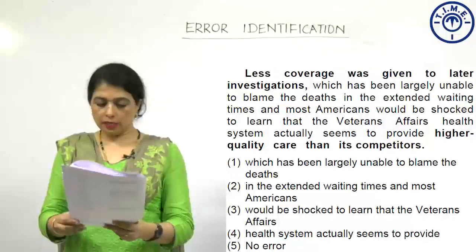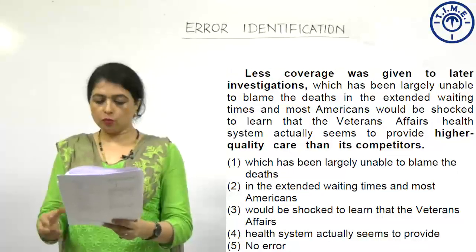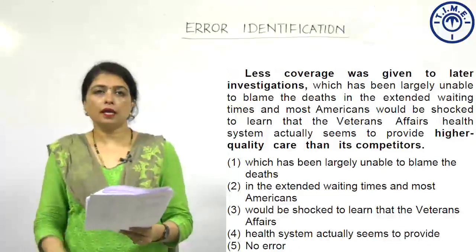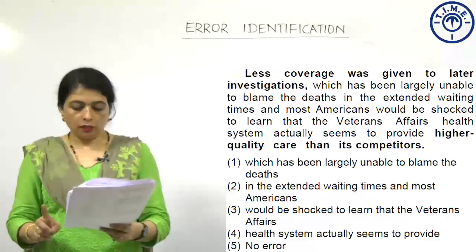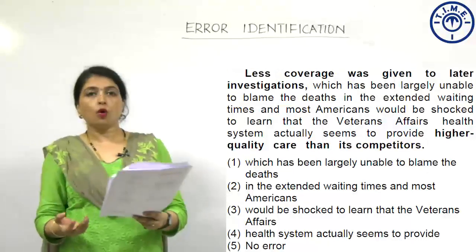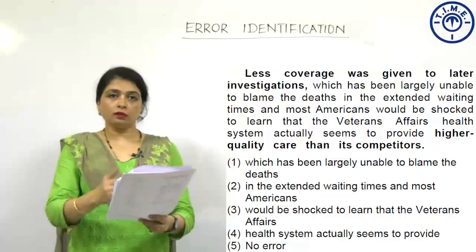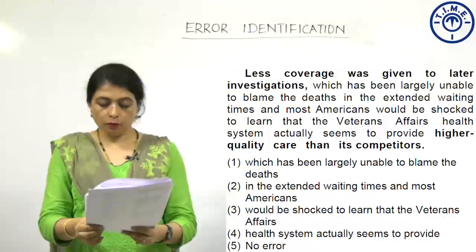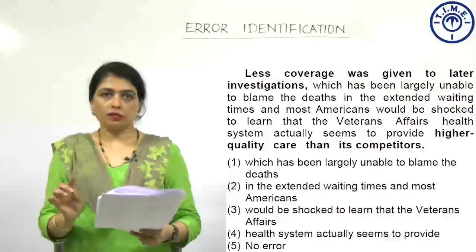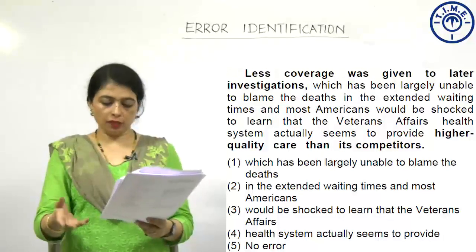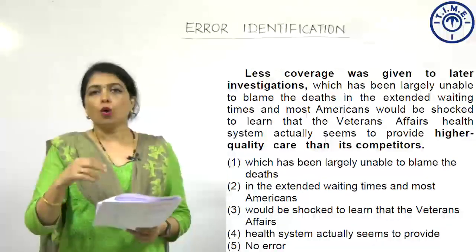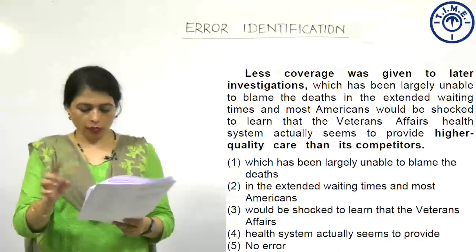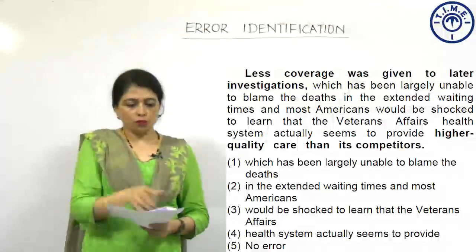The second part reads as in the extended waiting times and most Americans. Now, in the extended waiting time has an inappropriate preposition. The preposition is to be on, because when you read this part in the main sentence, it would give you more clarity. It says unable to blame the deaths in the extended waiting time. Now, we don't blame something in something, we blame something on somebody or on something. So, the correct preposition here should be on and not in. Fine. So, this option also has an error.